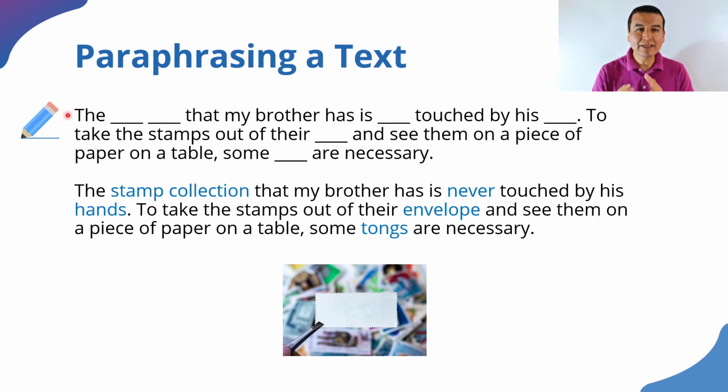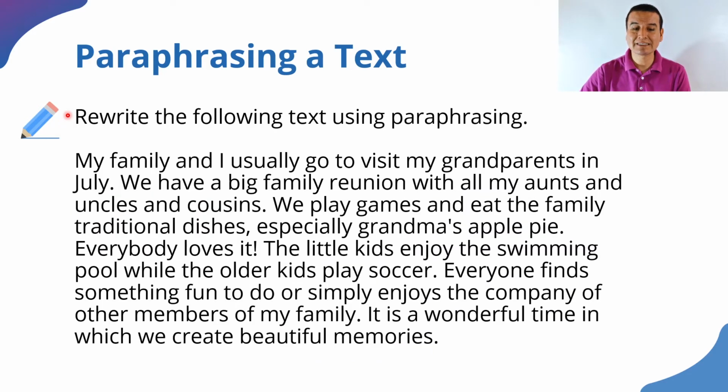All right? I hope that with these thinking exercises, you are ready to do something on your own. I'm going to give you a complete text for that. All right, the activity is this. Rewrite the following text using paraphrasing. Again, I'm going to read it with you just to give you an idea about the pronunciation and to make sure that there is something that needs to be clarified, but you are going to paraphrase this. Let me help you with the understanding of the text. It says, my family and I usually go to visit my grandparents in July.